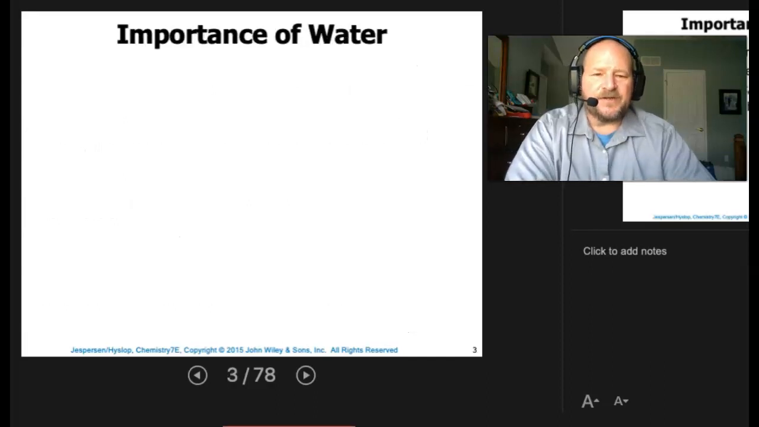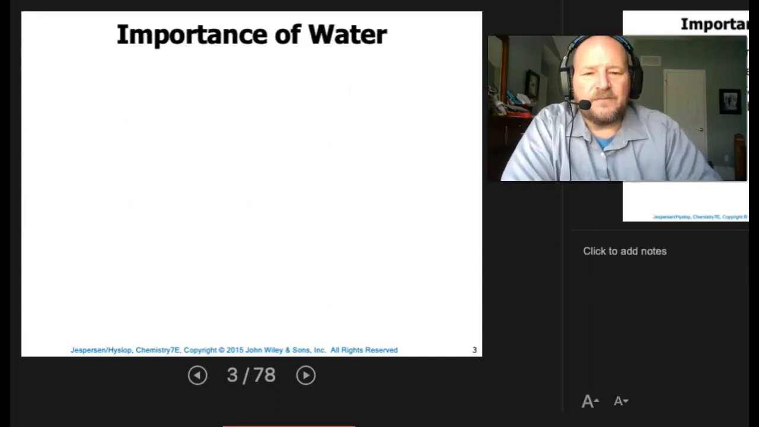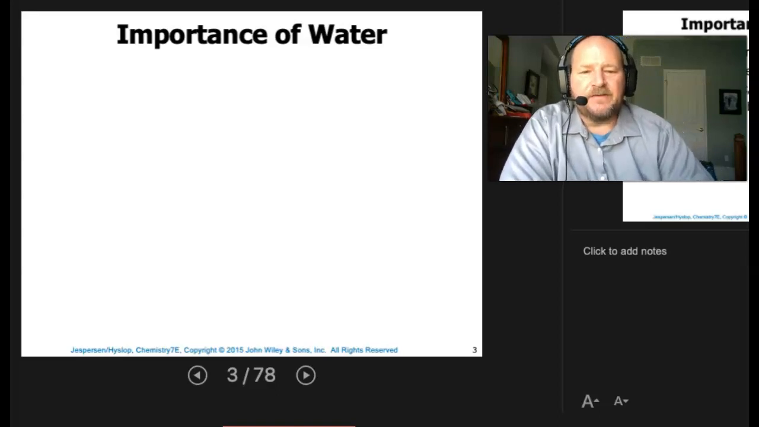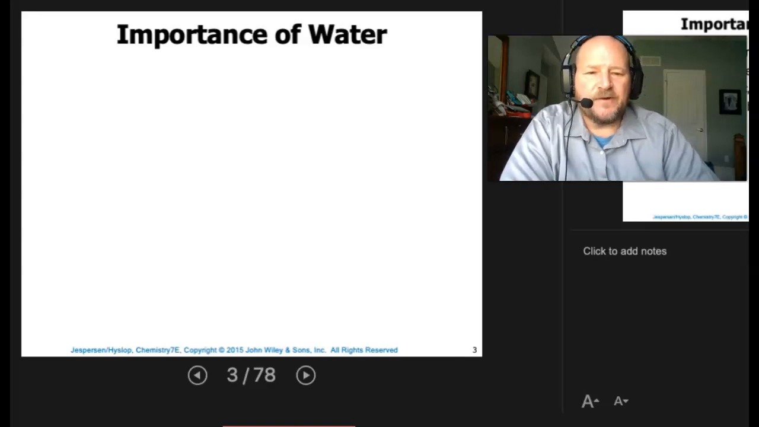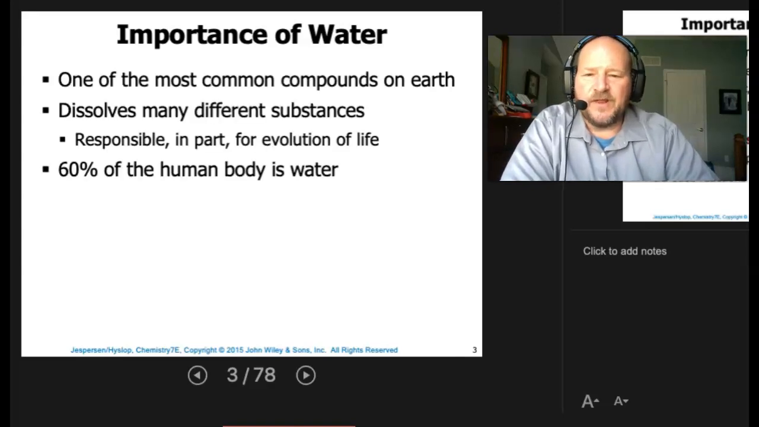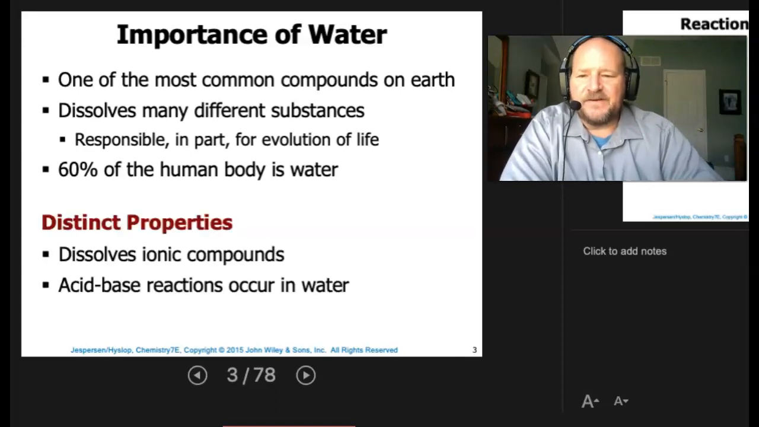So we start off with the importance of water. Whenever we're doing chemistry, you don't see too many solids get mixed together and have a reaction happen. Typically we have to be in the right medium for that to work, and that's where water comes in. So one of the most common compounds on Earth is water. It dissolves many different substances, right? 60% of the human body or more is water.